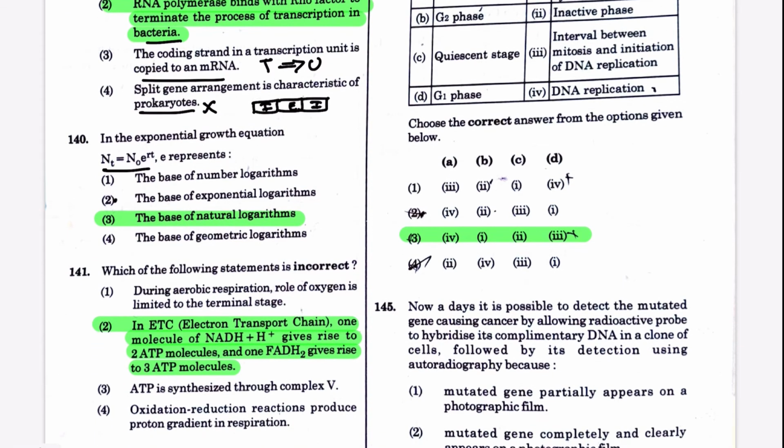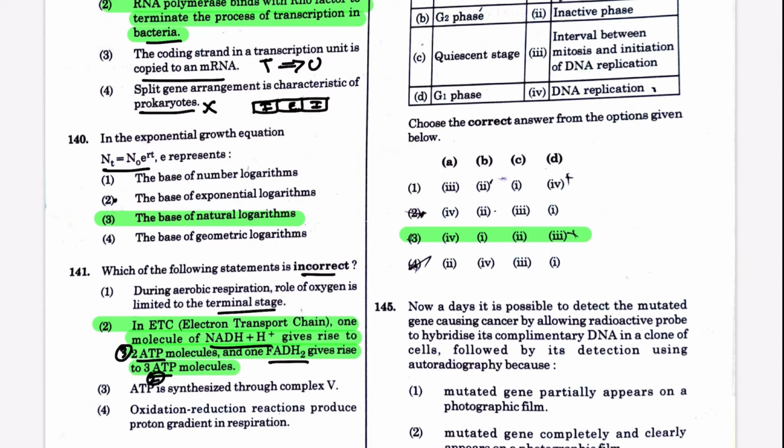Okay, so 141, they are asking you the incorrect statement, right? During aerobic respiration, the role of oxygen is restricted to the terminal stage, right? Okay, so this oxygen will come only at the end. It will act as the final electron acceptor. This is right. But check the second option. In the electron transport chain, one molecule of NADH plus H plus will give rise to 2 ATP molecules and one FADH2 will give rise to 3 ATP molecules. They have just changed it. One NADH will give rise to 3 ATP and one FADH2 will give rise to 2 ATP. Okay, so this option is found to be incorrect.